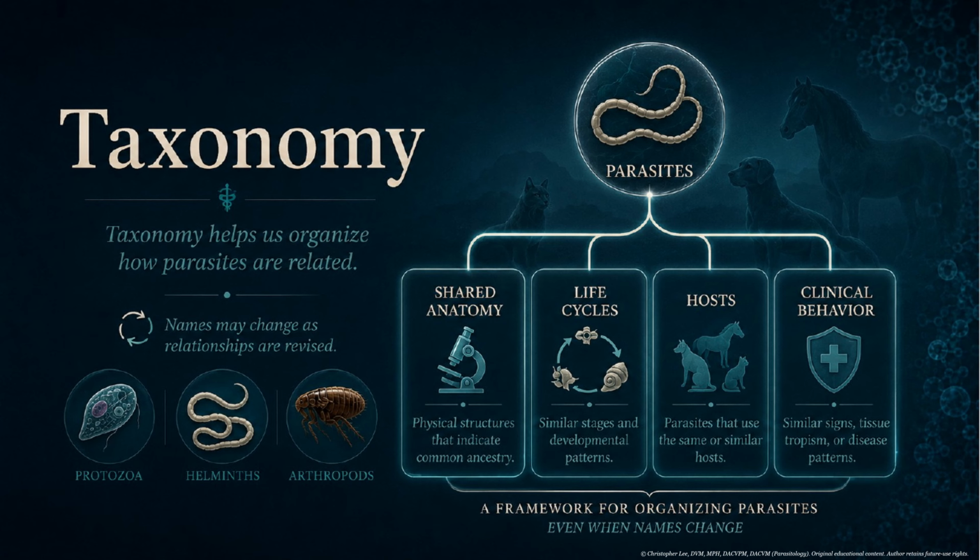Taxonomy is a way of organizing our thinking. It's not perfect, and parasite names sometimes change as our understanding of relationships changes. That can be frustrating, but taxonomy gives us a useful framework. It helps us organize parasites by shared evolution, anatomy, life cycles, hosts, and clinical behavior. So the goal is not just about memorizing names. The goal is to use names and groups to make better predictions about biology, disease, diagnosis, and control.